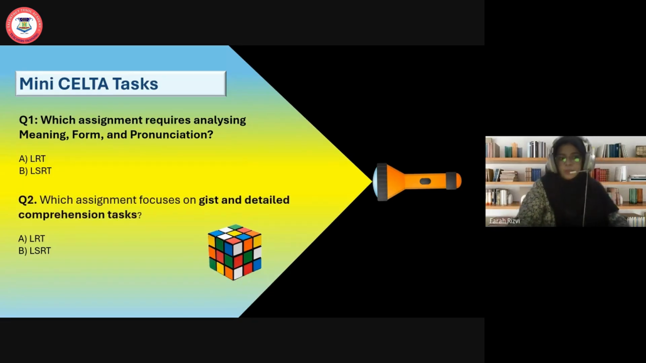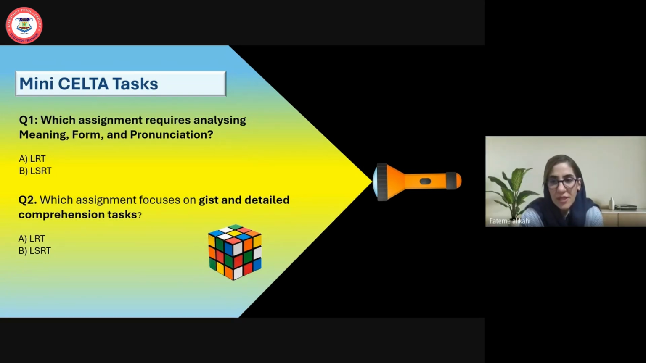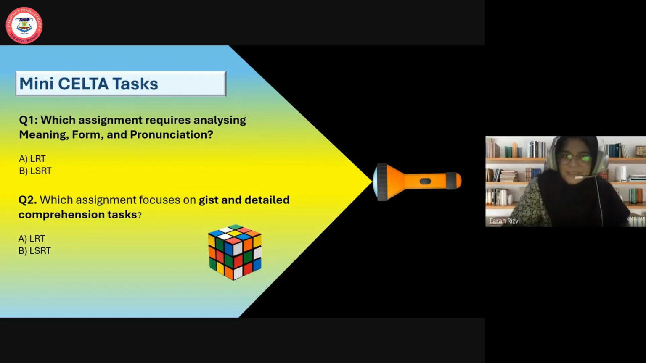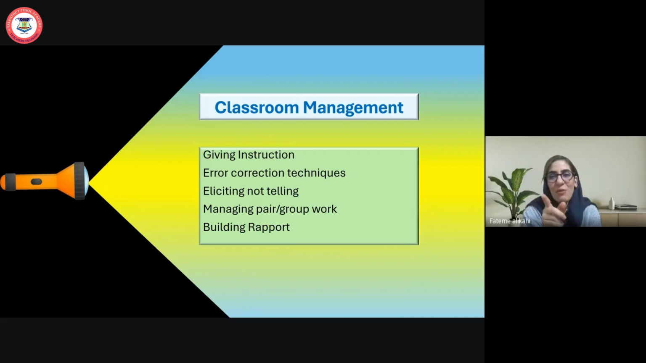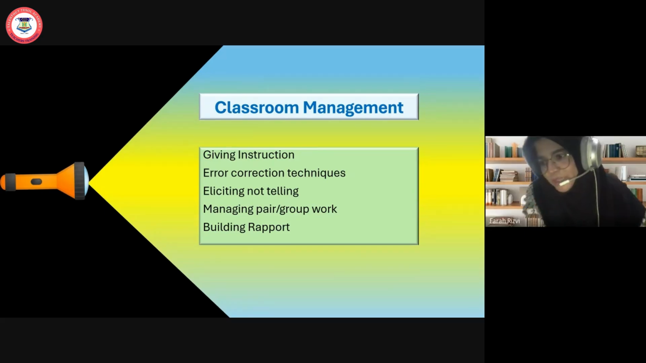Okay, one more task. Which assignment focuses on gist and detailed comprehension tasks? Language skill related task or language related task? Gist just means the overall idea of the text. I'm waiting. Iram says language skill related task. Yes, Fatmi, as usual, you are very right. It wasn't my answer, it was Iram Malik's answer. Okay, thank you.